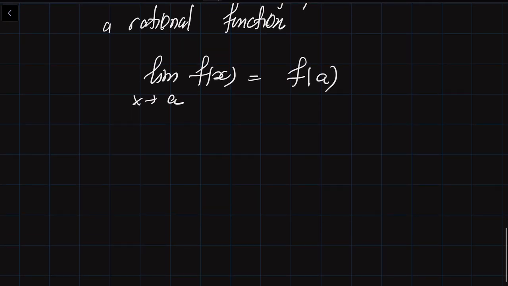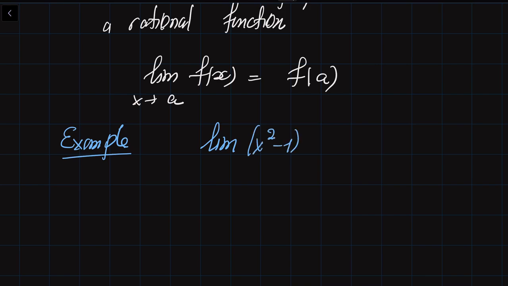So let's do an example. Let's say I would like to find the limit of x squared minus 1 when x approaches 1. Since this is a polynomial, I can directly substitute x equal to 1 here. It's going to be 1 squared minus 1, which is equal to 0.